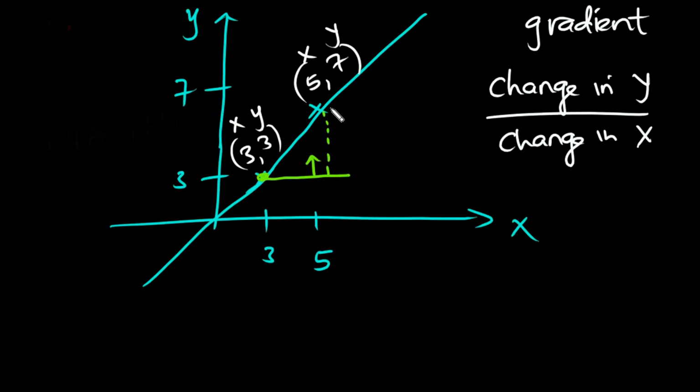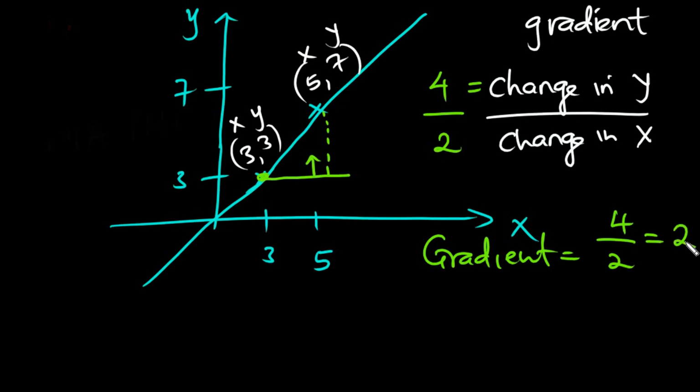So in other words, y is changing from 3 to 7. What's that change? That is a change of 4. So the change in y for this case is 4. What about the change in x? At this point, the coordinate of x is 3, and then we are moving this way to where x is 5. So in other words, x is changing by 2 units. So the gradient is going to be equal to 4 divided by 2, which is 2.